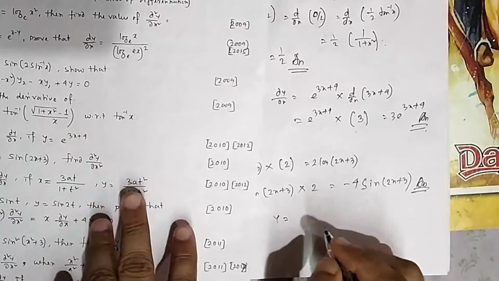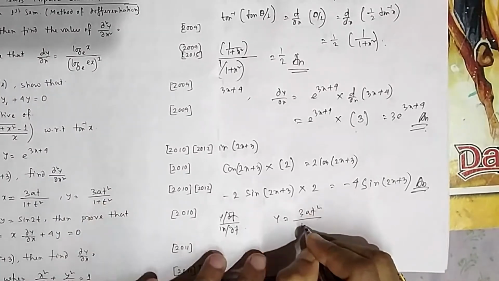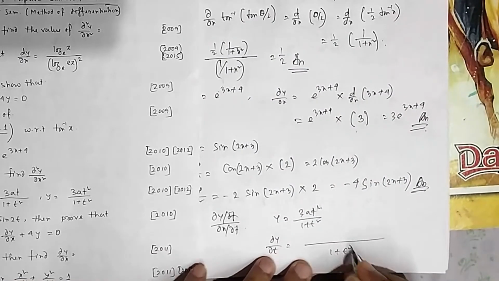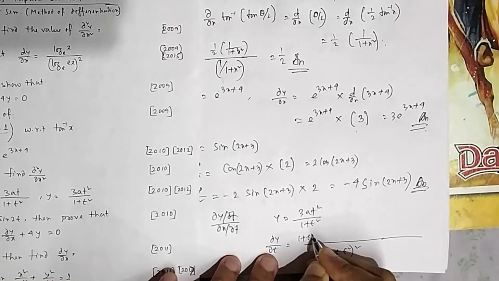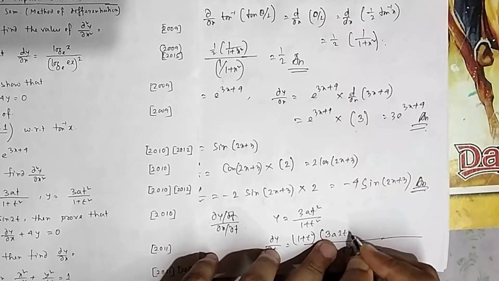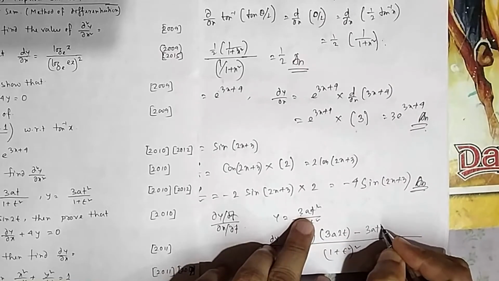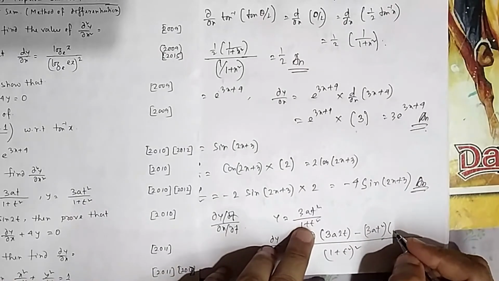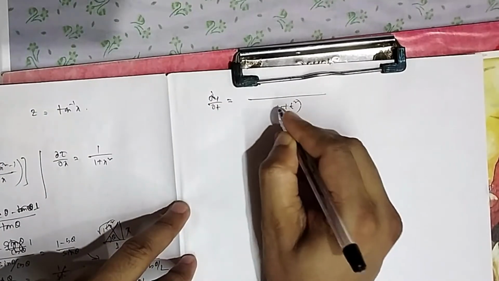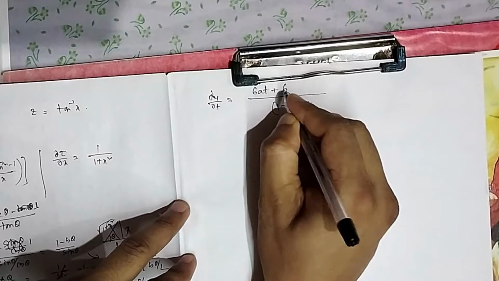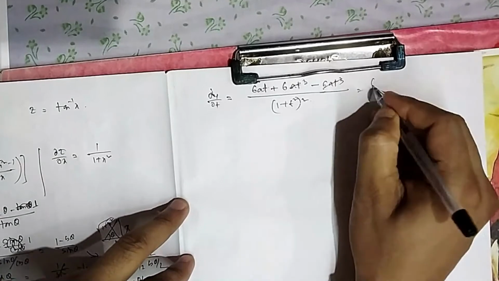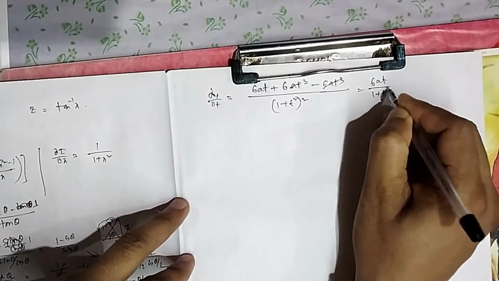So first, y is equal to how much have they given? 3at² by 1 plus t². Now we have to differentiate this one, dy/dt. So denominator squared, quotient rule: 1 plus t² times the differentiation of the numerator. 3 and a are constants, t² gives 2t, minus the numerator times the differentiation of the denominator, 1 is constant so 0, t² is 2t. So your dy/dt will be equal to 6at plus 6at³ minus 6at³ over (1 plus t²) whole squared. So it is 6at by (1 plus t²) whole squared.